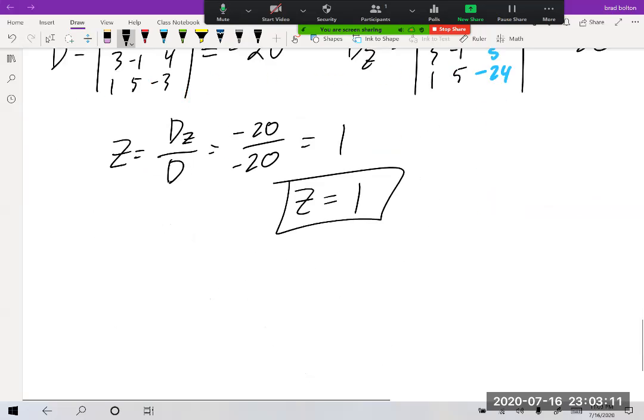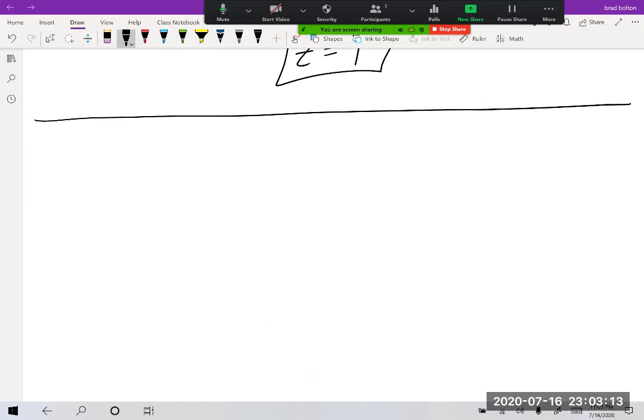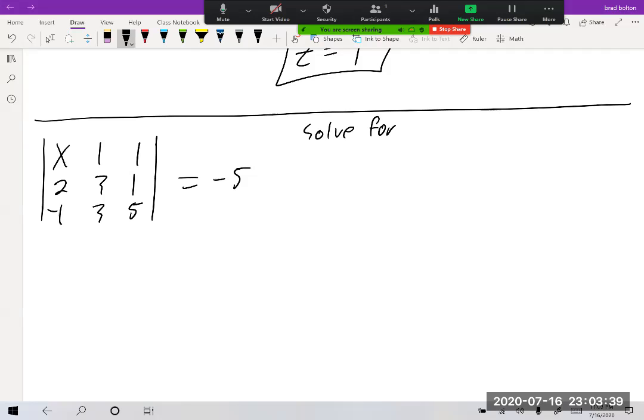Now, let me show you what a test question might look like also for solving determinants by hand. So let's say that I gave you this: x, 1, 2, 3, 1, negative 1, 3, and 5. And I told you that this determinant was worth negative 5. I want you to solve for x.